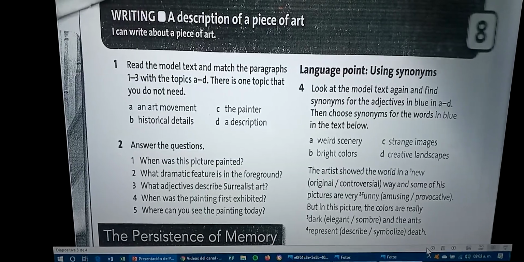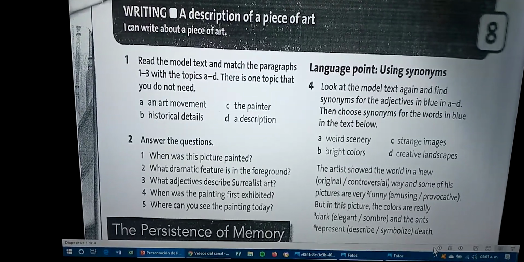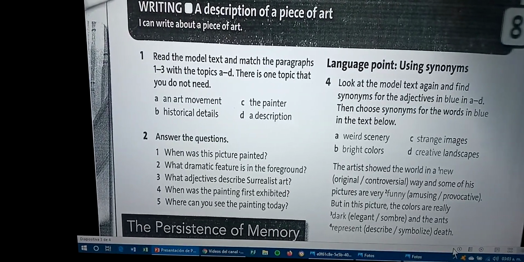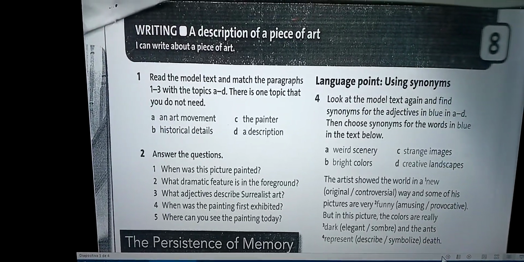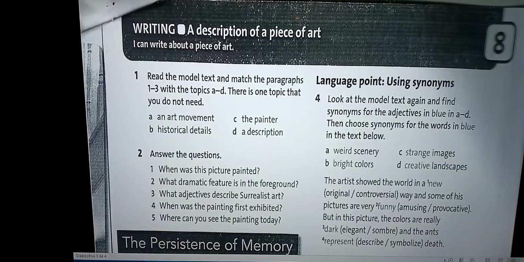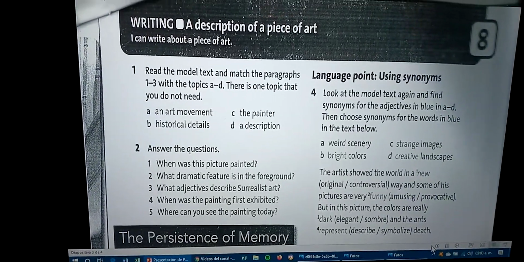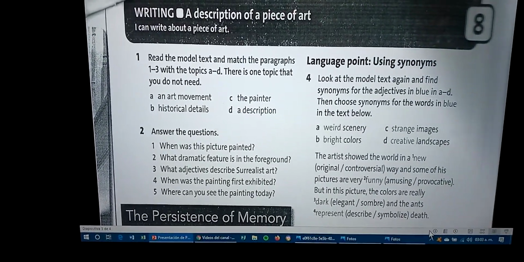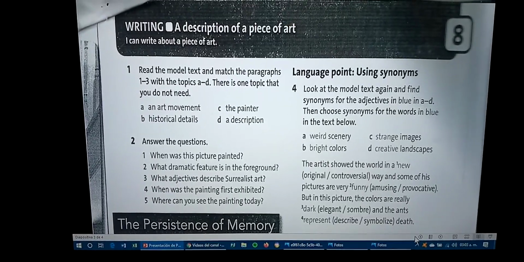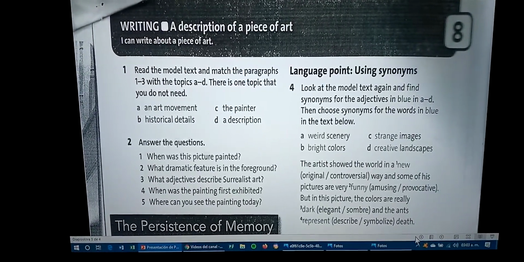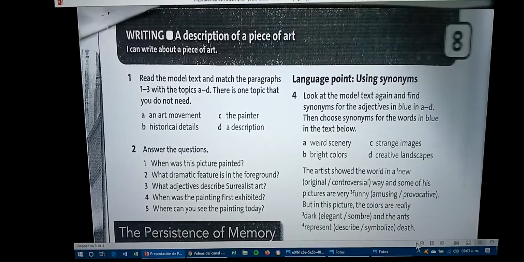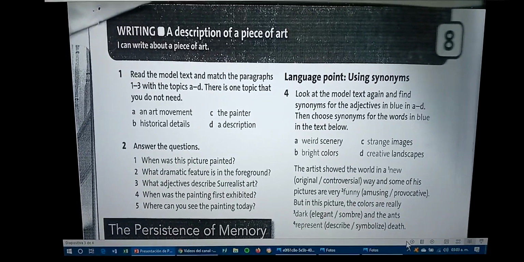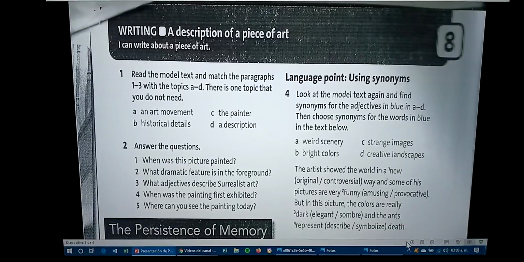Number 4. When was the painting first exhibited? Repeat. When was the painting first exhibited? Number 5. Where can you see the painting today? Repeat. Where can you see the painting today? This is activity number 2. Okay? Let's see next.